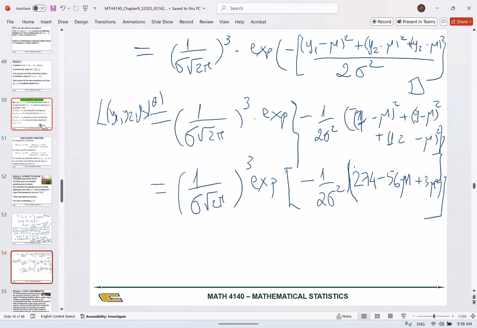Okay, so this is your likelihood function. One divided by sigma, square root of 2 pi, to the exponential of this much. So for the given data, this is a likelihood function.